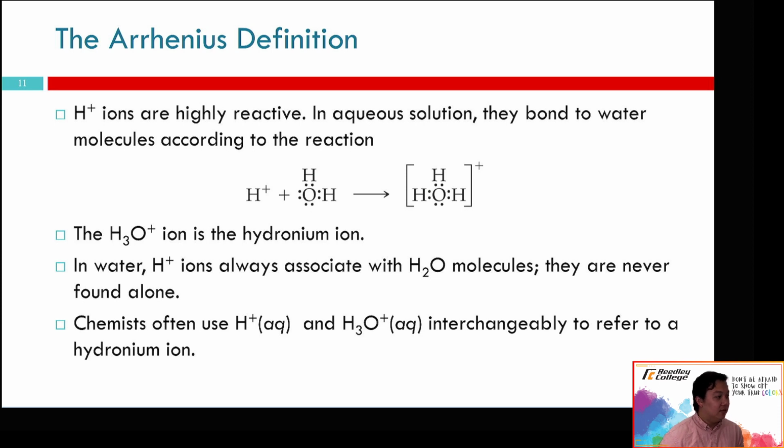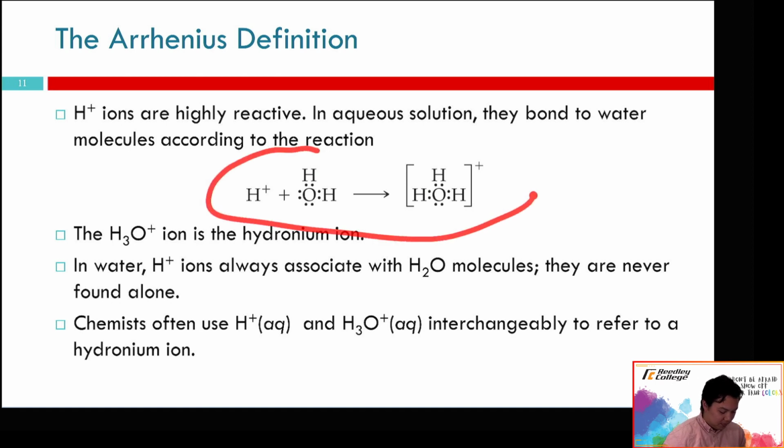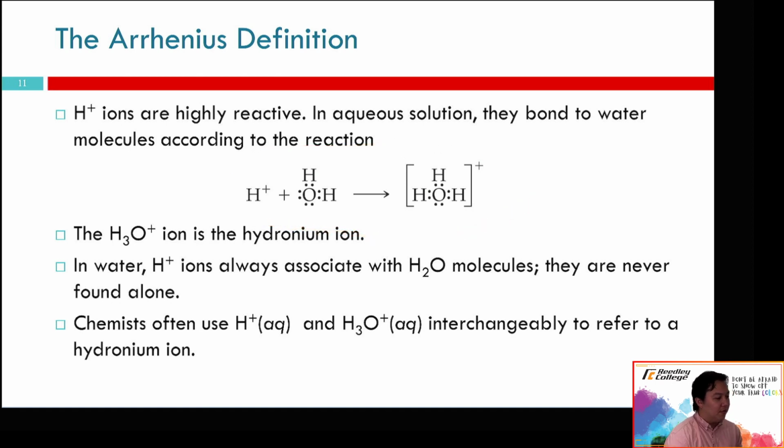These H+ ions are highly reactive, and in an aqueous solution they bond to water according to this reaction, and they form what's called hydronium. So this is hydronium, water with an extra hydrogen. In water, the H+ ions always associate with water molecules, so they're never actually found alone. They're always hanging out on a water. And we do often use these interchangeably to refer to a hydronium ion.